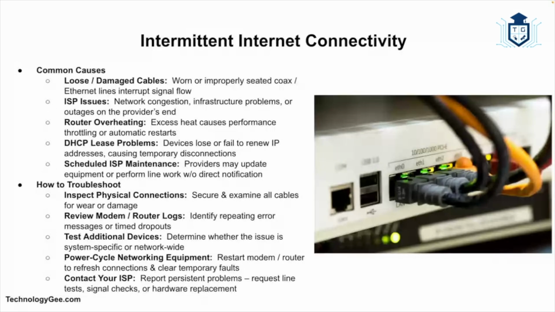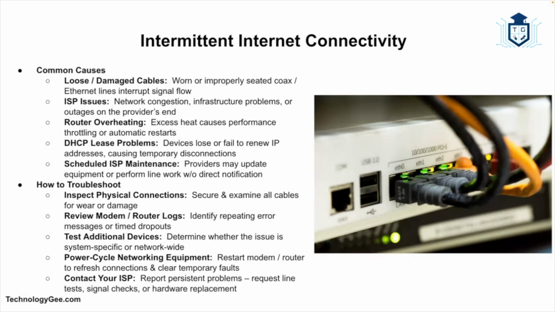Then there's the issue of intermittent internet connectivity. So your internet works, then it doesn't, then it does again. Well, welcome to the land of flaky connections. So what's really going on here? Well, you're probably dealing with loose or damaged cables, ISP issues, an overheated router, DHCP lease issues, or scheduled downtime from your ISP. So how do you fix this?